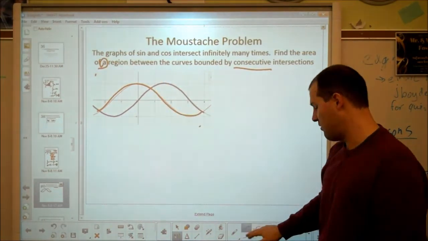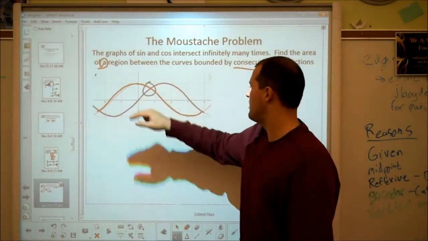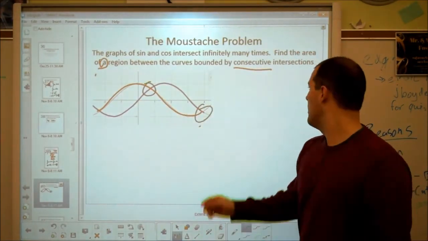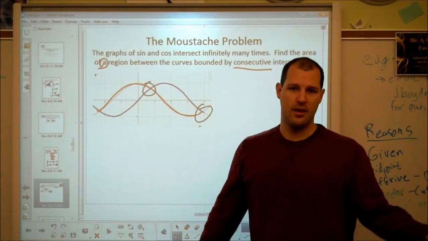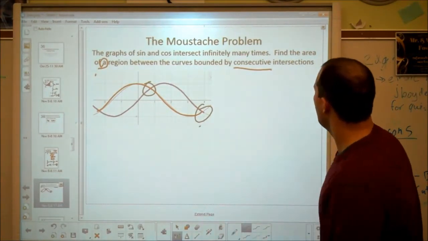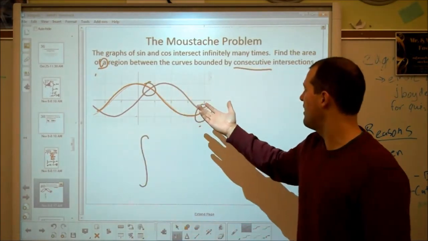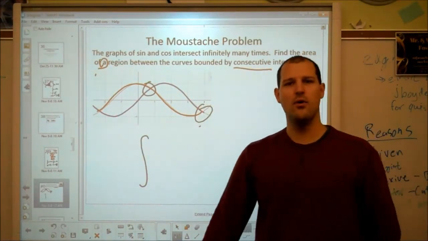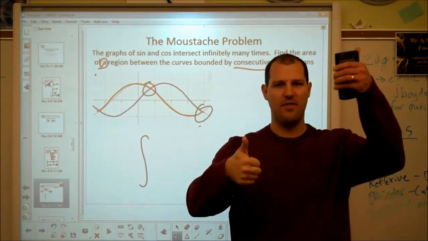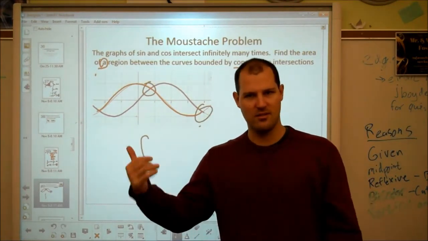So for example, and these are the ones I'm going to pick, I've got an intersection right here, I've got an intersection right there. They are in a row, they are consecutive. Okay, those are going to be my consecutive intersections. And so all we have to do, we're going to set up an integral. We know it's going to be sine and cosine. We just need to know what are the bounds, what's the upper function, and what's the lower function. If we know those things, then off we go.